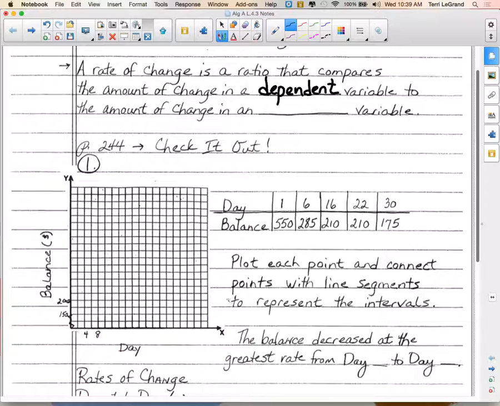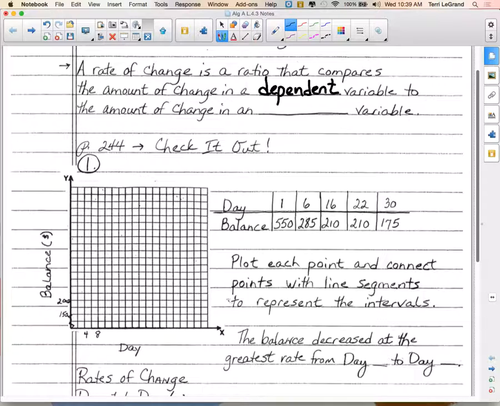Which variable typically takes on the role of being the dependent variable, the x or the y? It's dependent on the other one. Y is dependent upon what you do with x. Remember, the function rule is what x is in. So x takes charge in the function rule, and y is dependent upon that.